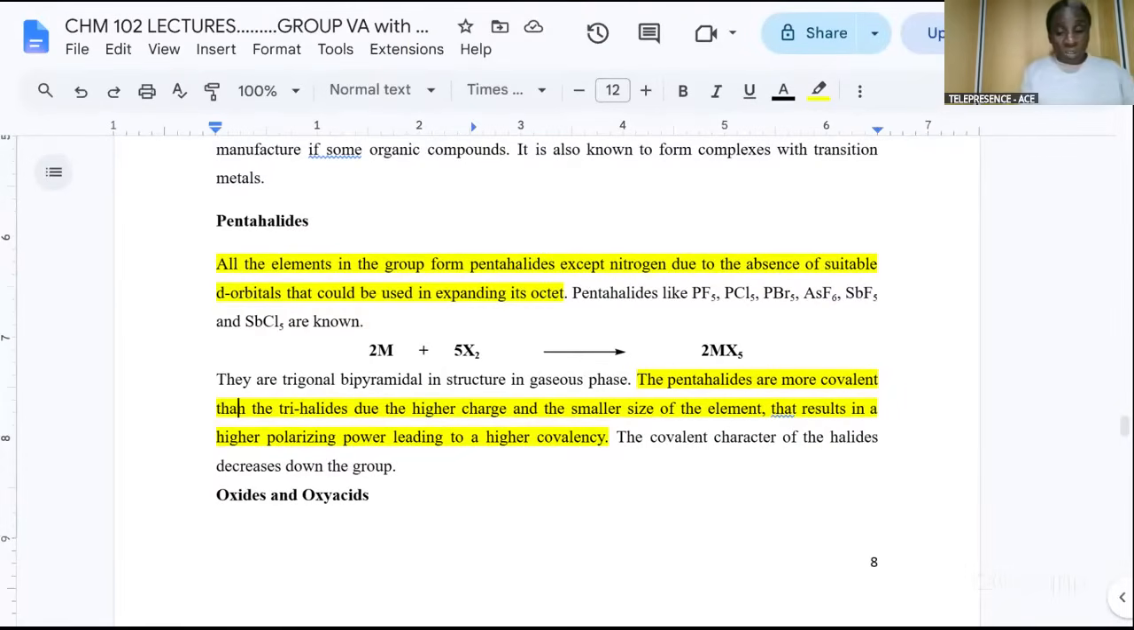And this is because of what? This is because of the differences in their sizes. And I can ask you which of them is going to look ionic out of all these compounds that we have here. Obviously, we can have PCl5, not PCl3, not PBr3, but AsF6, and so on and so forth.